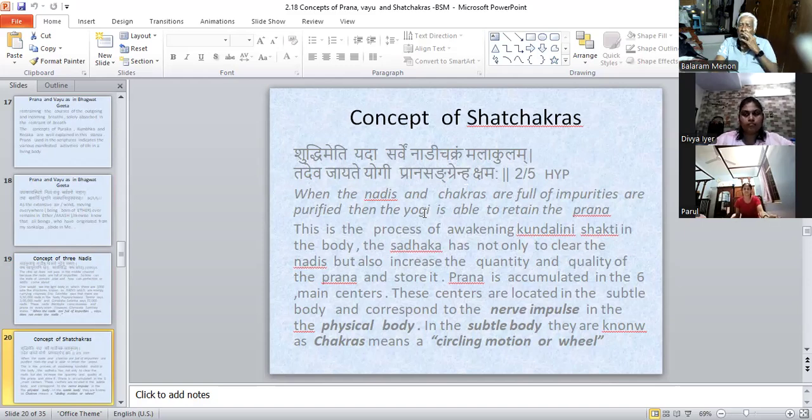This is the process of prana awakening Kundalini Shakti in the body. The sadhaka not only clears the nadis but also increases the quantity and quality of the prana and stores it. Prana is accumulated in the six main centers. These centers are located in the subtle body and correspond to the nerve impulses of the physical body. Nerve impulses are not nerves. The command from the nadis goes to the nerve impulses, and from the nerve impulses to the nerves.